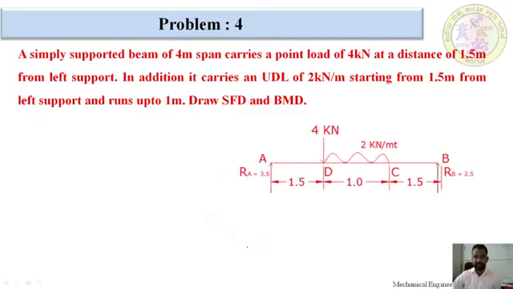Next, this is the conversion of what I discussed. This is 1.5 meter. We are having one load of 4 kN. After 1.5 only, we are going to have UDL up to a distance of 1 meter of magnitude 2 kN per meter. Okay, up to here we have understood.